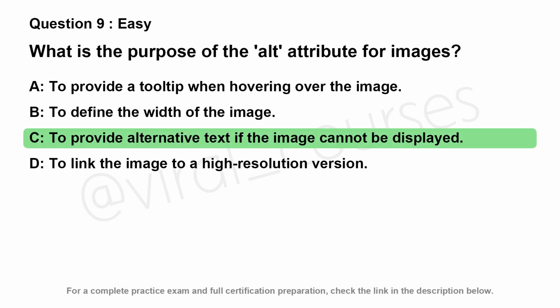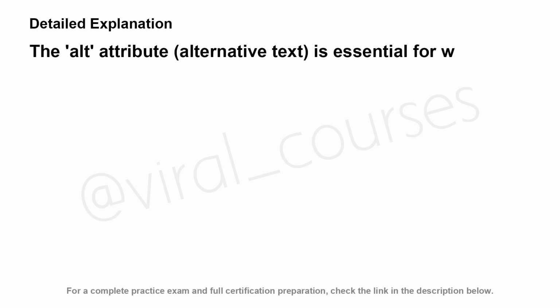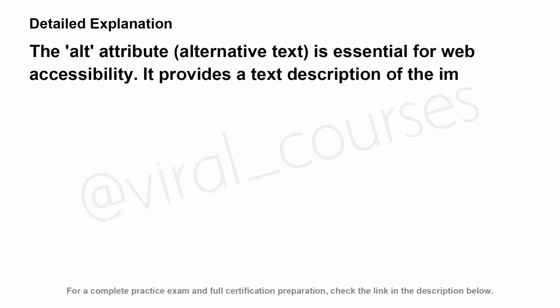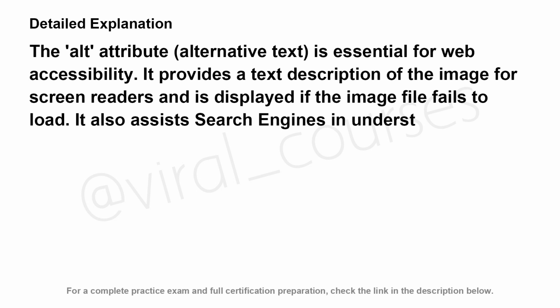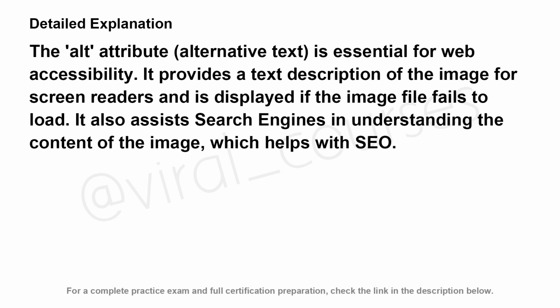The correct answer is C. The alt attribute, alternative text, is essential for web accessibility. It provides a text description of the image for screen readers and is displayed if the image file fails to load. It also assists search engines in understanding the content of the image, which helps with SEO.